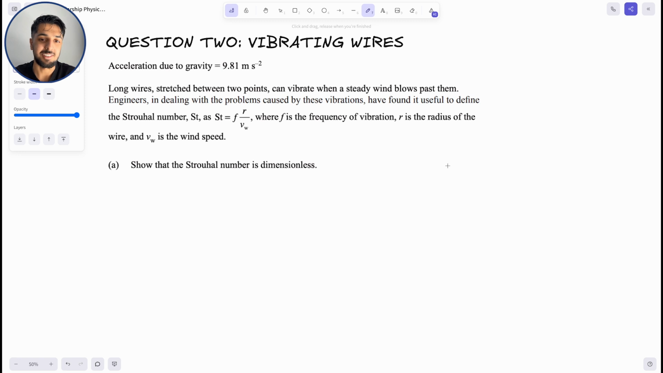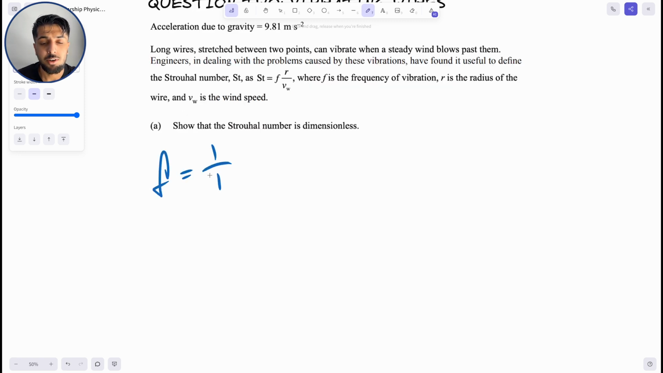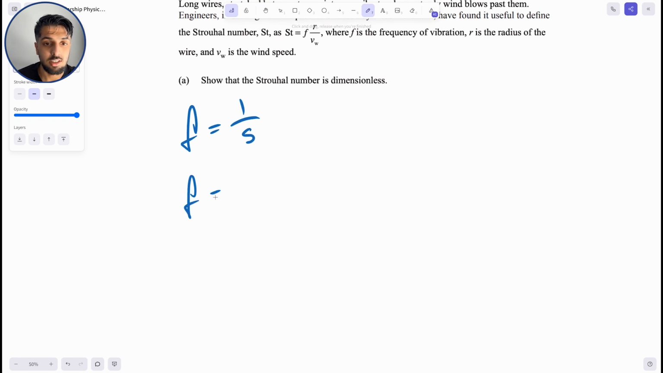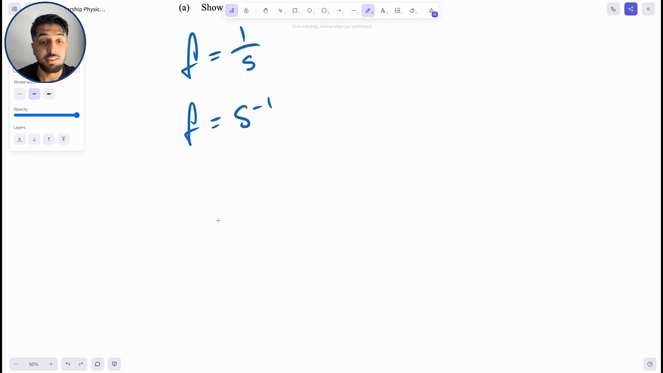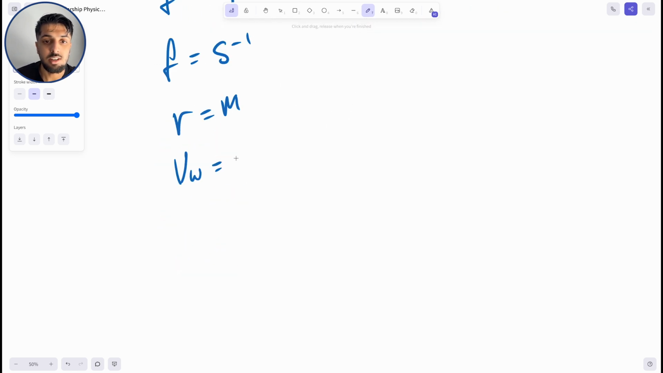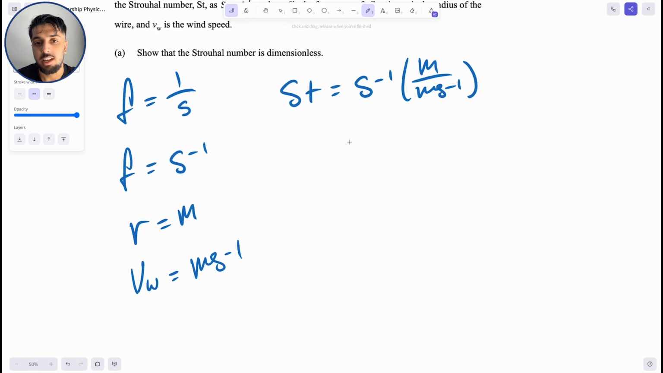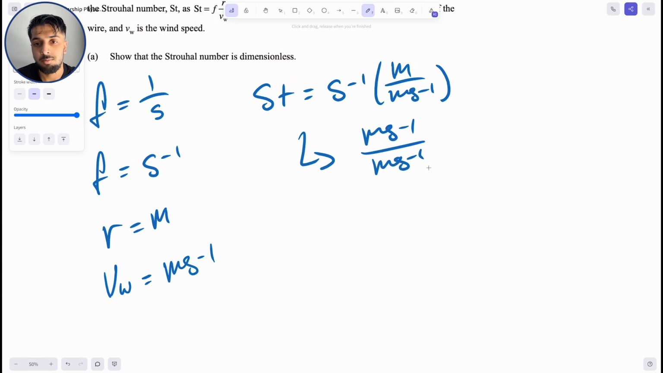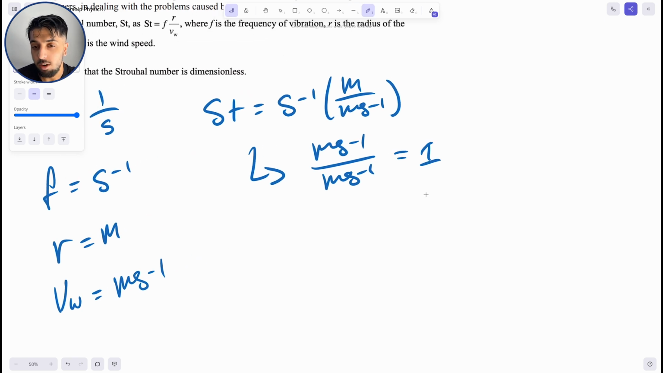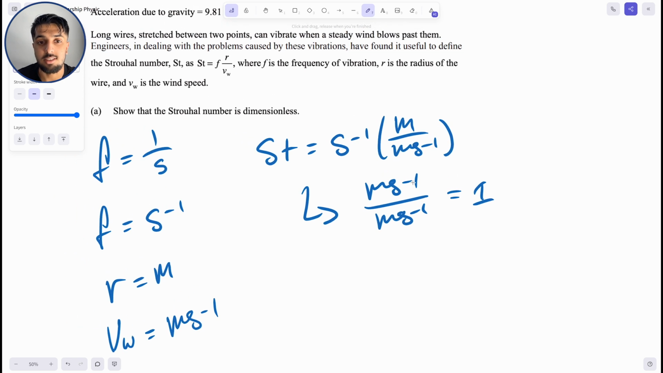St is dimensionless. So we know that frequency is 1 over the period, and period is in seconds, and therefore dimensionally frequency is s^-1. The dimension for radius is meters, and the dimension for the wind speed is meters per second. Therefore St dimensionally is s^-1 all over m s^-1, and as you can see, this is m s^-1 all over m s^-1, which is equal to 1. And therefore St is dimensionless.